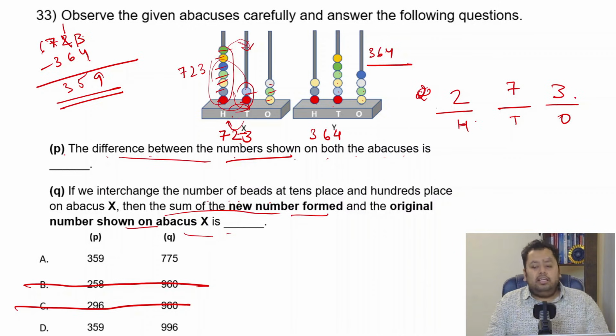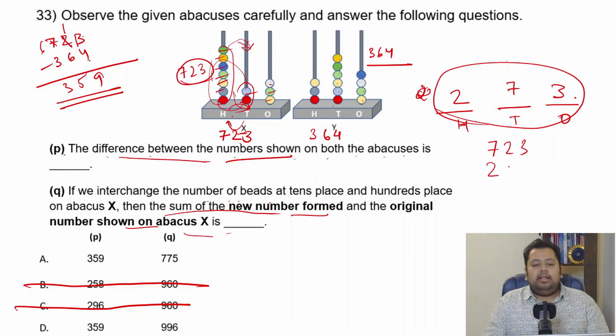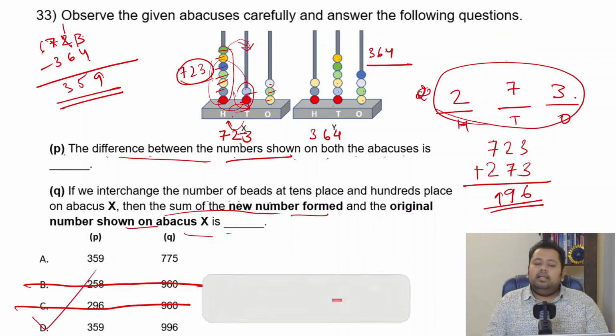Then what is the summation of the new number? That is 273 with the old number, that is 723. So nothing but 723 plus 273, right? If I do this summation, I'll get the right answer. 3 plus 3 is 6, 7 plus 2 is 9, 7 plus 2 is 9, it is 996. Option number D is your correct answer, right?